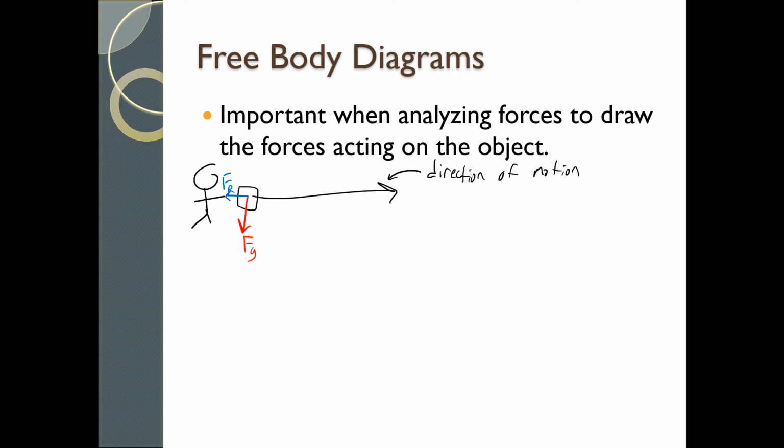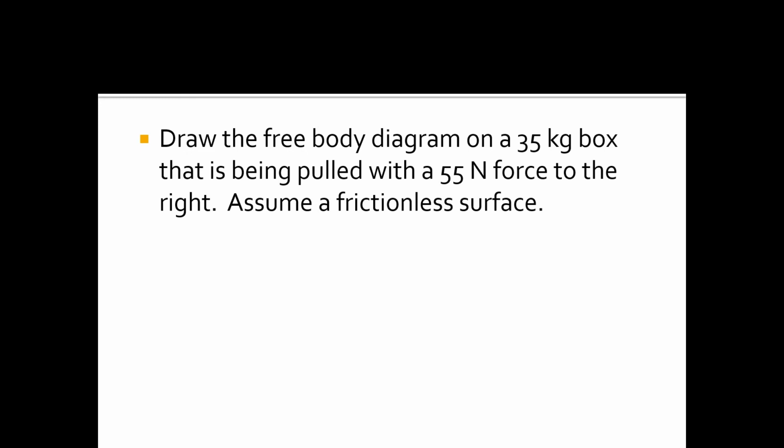All right, let's go through an example. We're just going to draw the free body diagram on a 35 kilogram box that is being pulled with a 55 Newton force to the right. And we're going to assume that this surface is frictionless. All right, here we go.